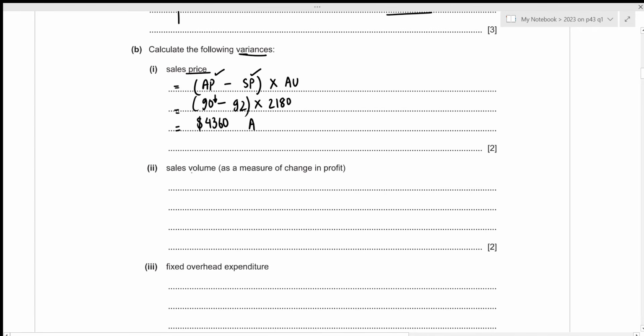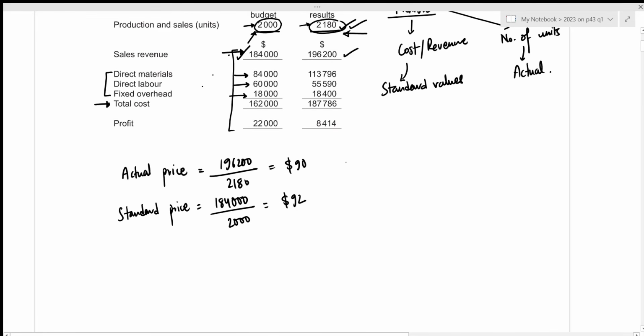Now for the second part, we need to calculate the sales volume variance, but as a measure of change in profit. So again, in this case, we're talking about volume, so we will definitely be comparing the actual units to the standard units. But rather than multiplying it by the standard selling price per unit, since we are trying to figure it out as a measure of change in profit, we will be multiplying it by standard profit per unit. Okay, so let's calculate the standard profit.